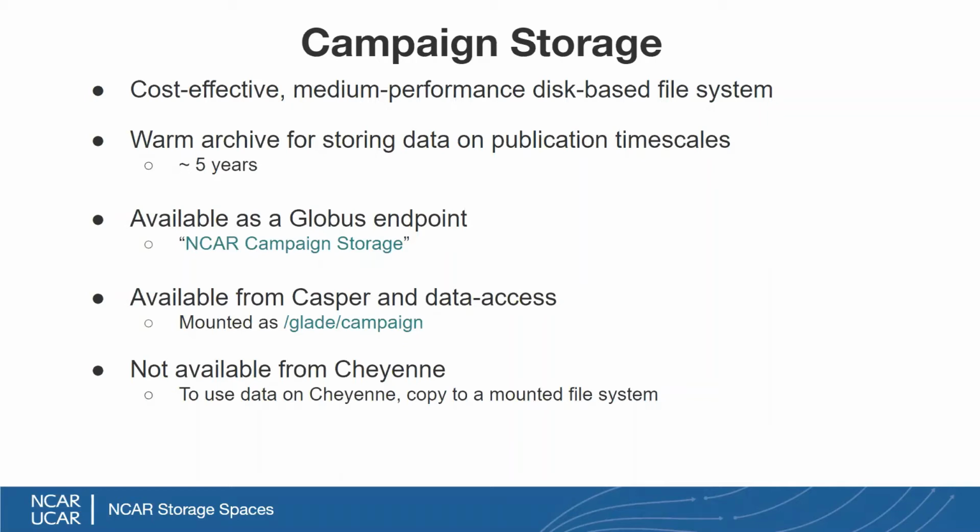It's available as a Globus endpoint, and in fact, when campaign storage was first deployed, the only way users could access it was through Globus. The endpoint name is, as you see here, NCAR campaign storage. Simple enough. But today, it's also available directly as a POSIX-mounted file system on Casper and the data access nodes. It's simply mounted as Glade/campaign.